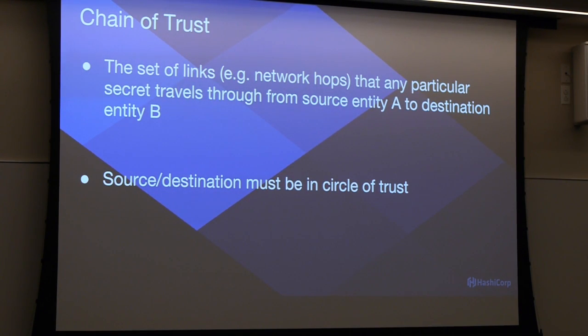Okay, chain of trust. If you've heard of things with secrets in the government, like a chain of custody, someone has to sign off at any point along the way and say, I've seen that this is through and it's open, etc. That's basically the same concept, a chain of trust. In our case, it's usually going to be network hops, or services that any particular secret travels through from source entity A to entity B, where the source and destinations are in our circle of trust.